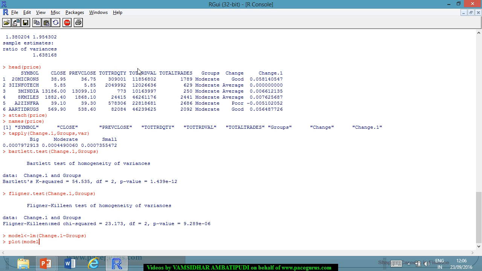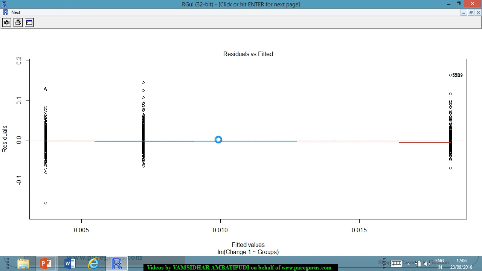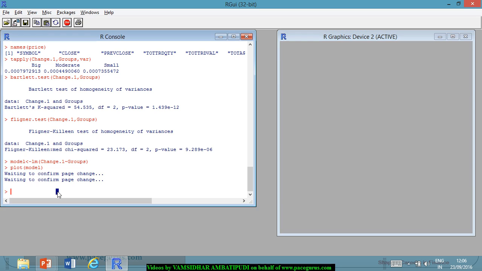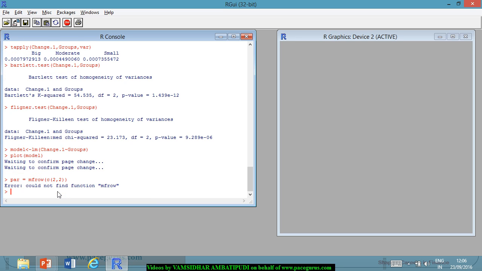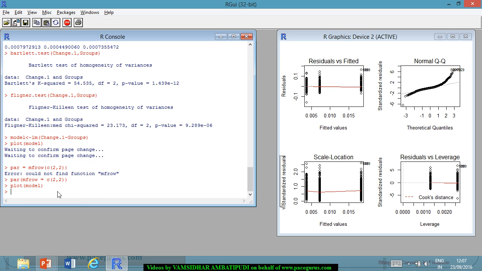And if I'm plotting the model, I could see the pattern of the residuals. It would have been better if I had plotted all four in one single plot. So let me close this. Let me put par(mfrow = c(2,2)), so that I'll get two rows, two columns, a 2 by 2 space. Then I'll try to plot the model so that I get all of them in one single chart itself, because the regression model gives me four different outputs.